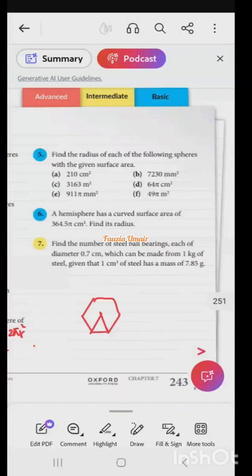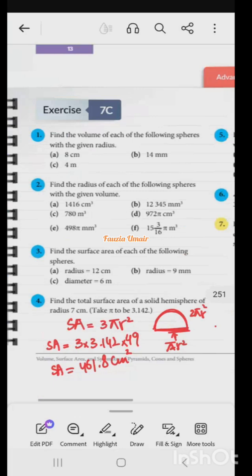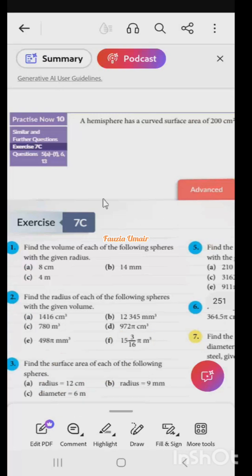So we have solved the first 4 questions on Friday. You might have seen in the class group also, I have shared the screenshots of these questions. So on Friday, we have learned that there are 2 formulas which you need to remember for spheres.